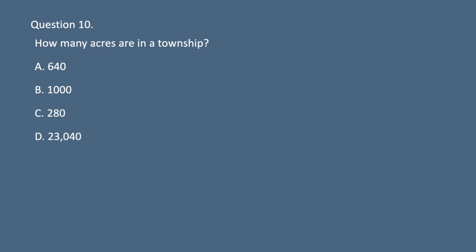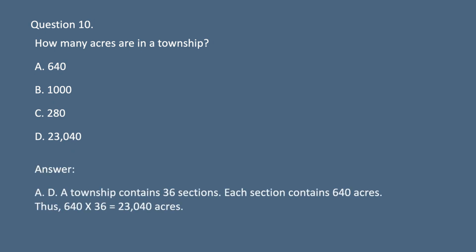Question 10. How many acres are in a township? A. 640, B. 1000, C. 280, D. 23,040. Answer: D. A township contains 36 sections. Each section contains 640 acres. Thus, 640 by 36 equals 23,040 acres.